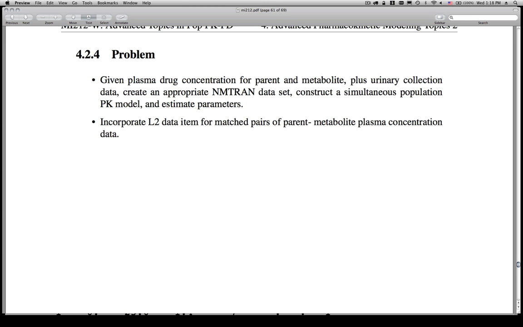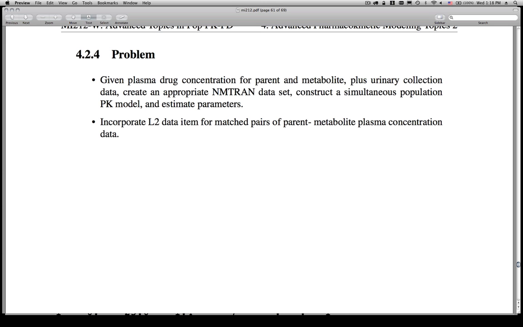Then I want you to construct a simultaneous population PK model for all of these analytes and estimate the parameters. In addition to that, I want you to look at incorporating an L2 data item for matched pairs of parent metabolite plasma concentration data. You don't need the L2 item on the urinary collection, but on the plasma concentration pairs, I'd like you to incorporate the L2 and estimate the parameters for that.